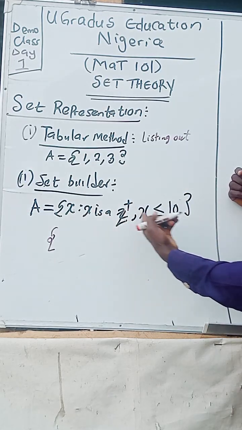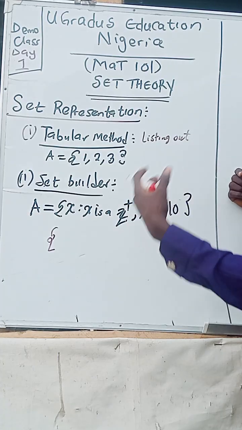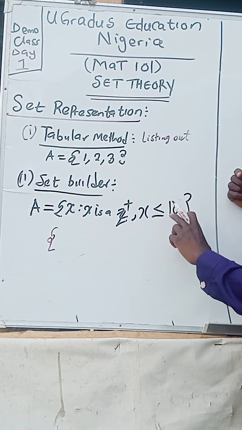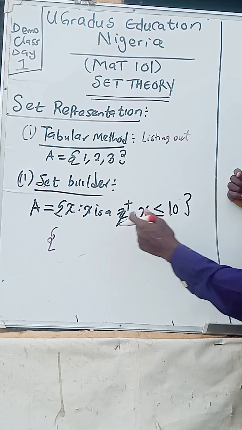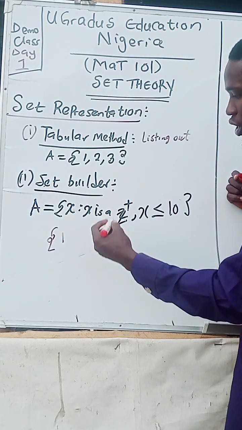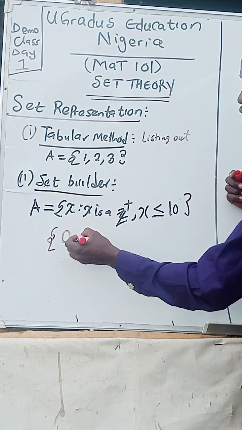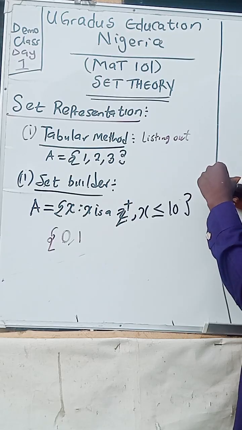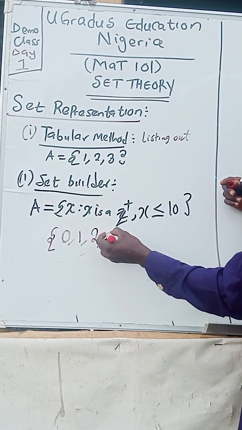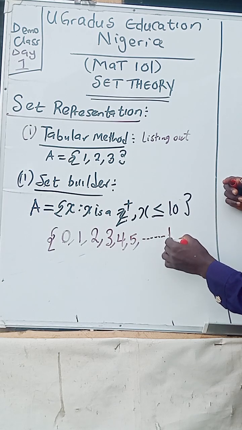So if I should interpret what you are saying here, they said X is a positive integer. That means all the numbers you are supposed to mention must be positive. All right. And it is less than or equal to 10. That means you can list any number that is not negative, but less than or equal to 10. And that can include 0, because 0 is not negative. 0, all right, 1, 2, 3, 4, 5, to 10.